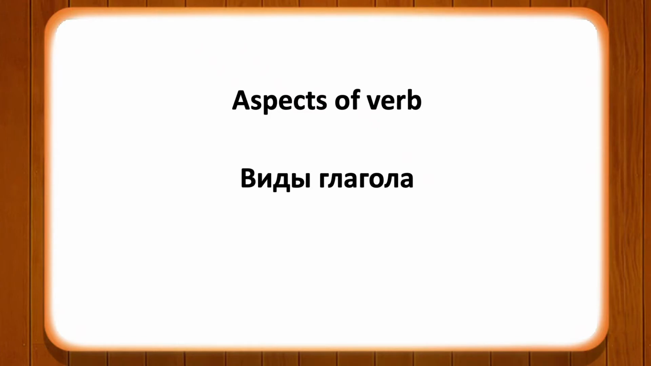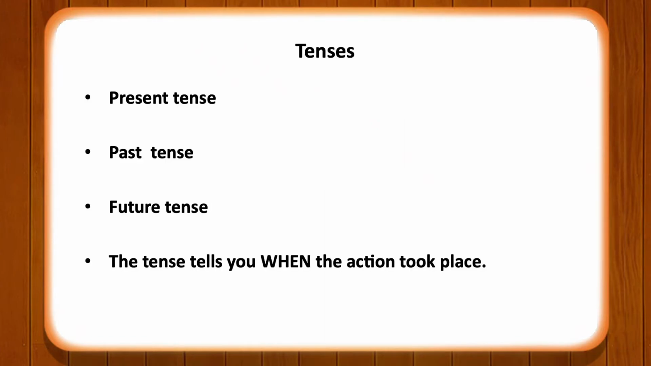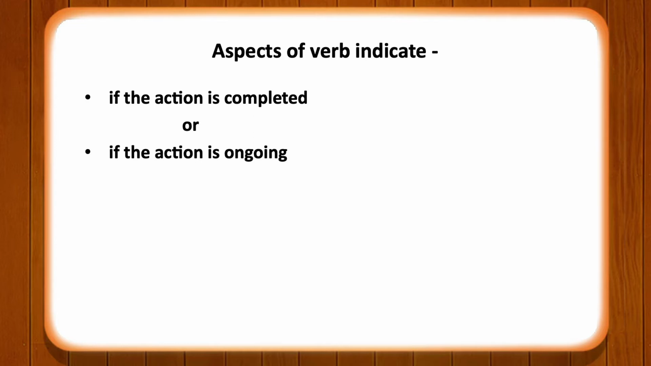In this module, you will be introduced to the aspects of verb. You have learnt about the three tenses, namely the present, past and future. The tense tells you when the action took place, but the aspects of verb indicate if the action is completed or ongoing. I'll repeat, the aspects of verb indicate if the action is completed or ongoing.